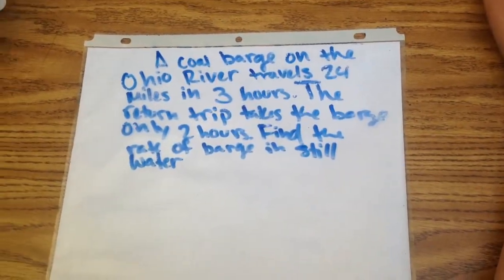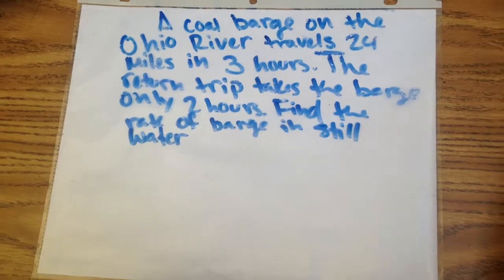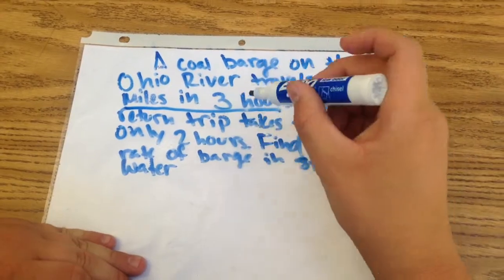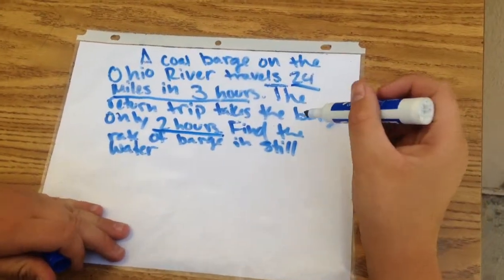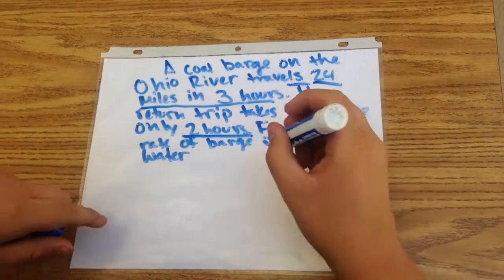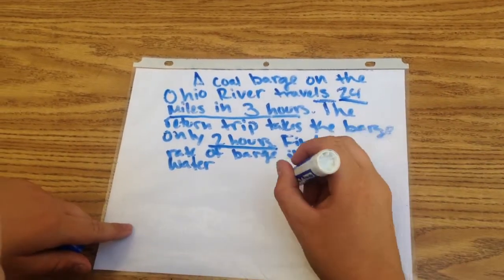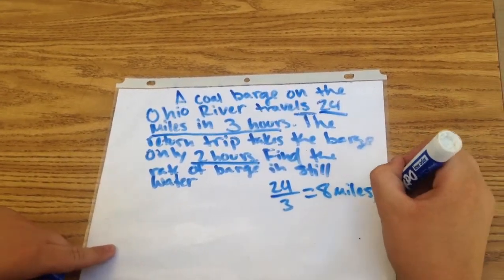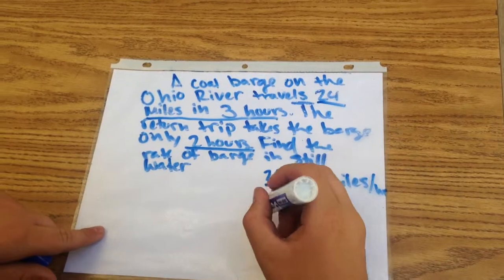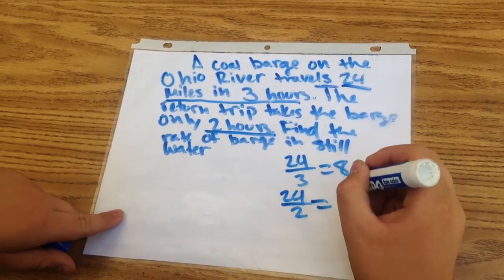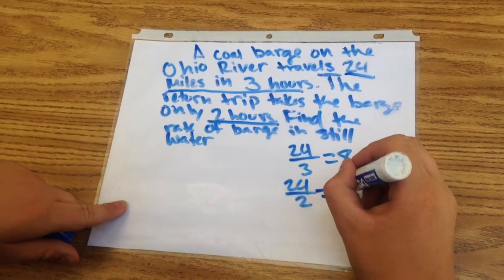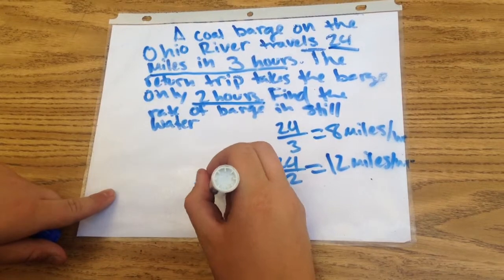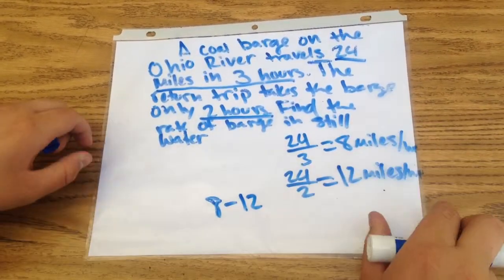Okay, now in example 4 we have a word problem. A coal barge on the Ohio River travels 24 miles in 3 hours. The return trip takes the barge only 2 hours. Find the rate of the barge in still water. So we know that 24 miles in 3 hours is equivalent to 8 miles per hour. And now we know that it traveled 2 hours in the second one, which is going to equal 12 miles an hour. So we know that our answer is going to be in between 8 and 12 in still water.